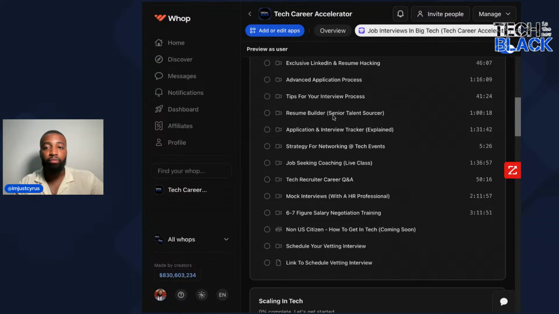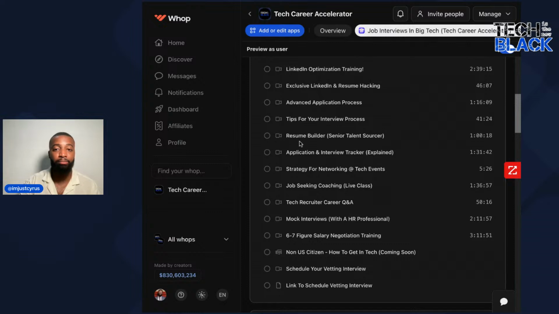Resume builder. This is with a senior talent sourcer. Going over your resume. Again, you have the resume hack above, but same thing. I paid this person to come on because as a senior talent sourcer for a major tech company, and actually they're above that level now, it's important, because literally their job is to source talent to then invite that talent in to be interviewed with their recruiters. So they're talking about how they source resumes and what they're looking for.